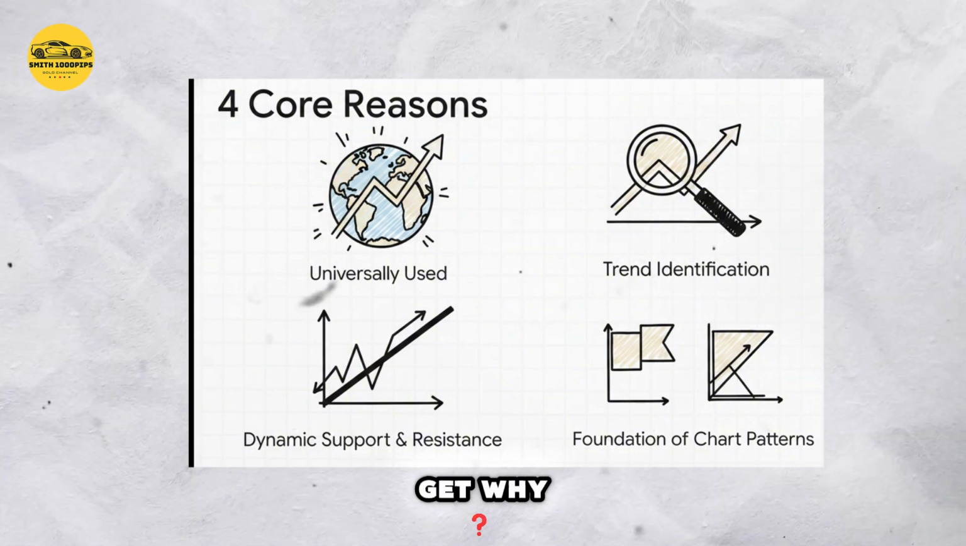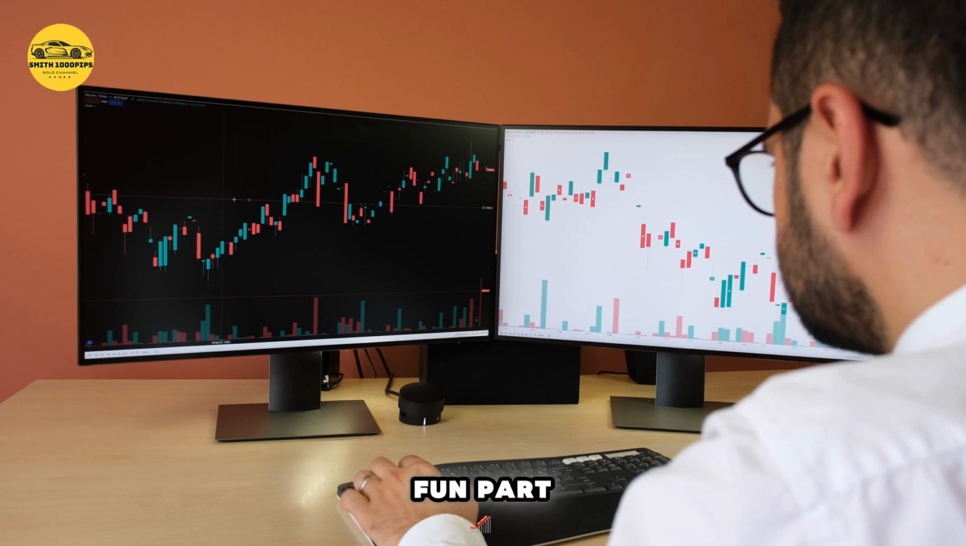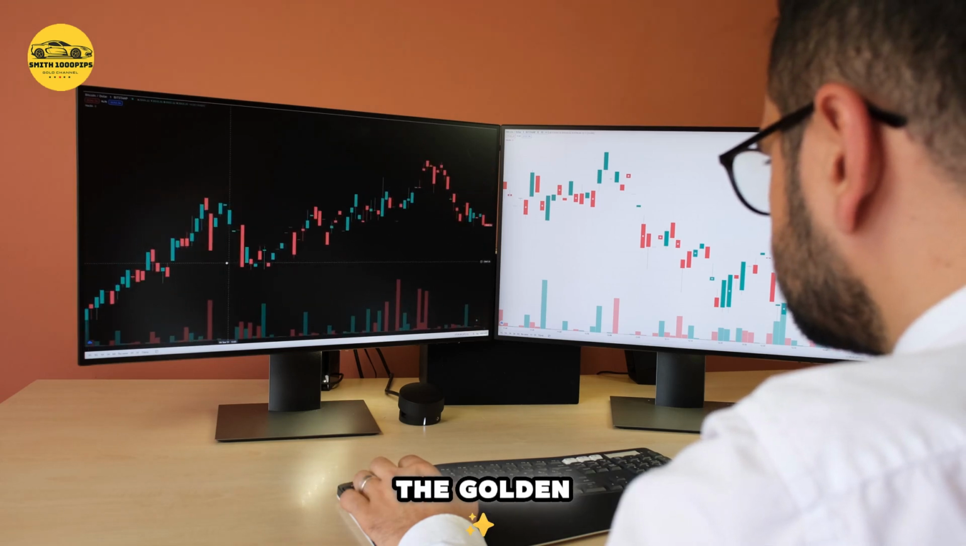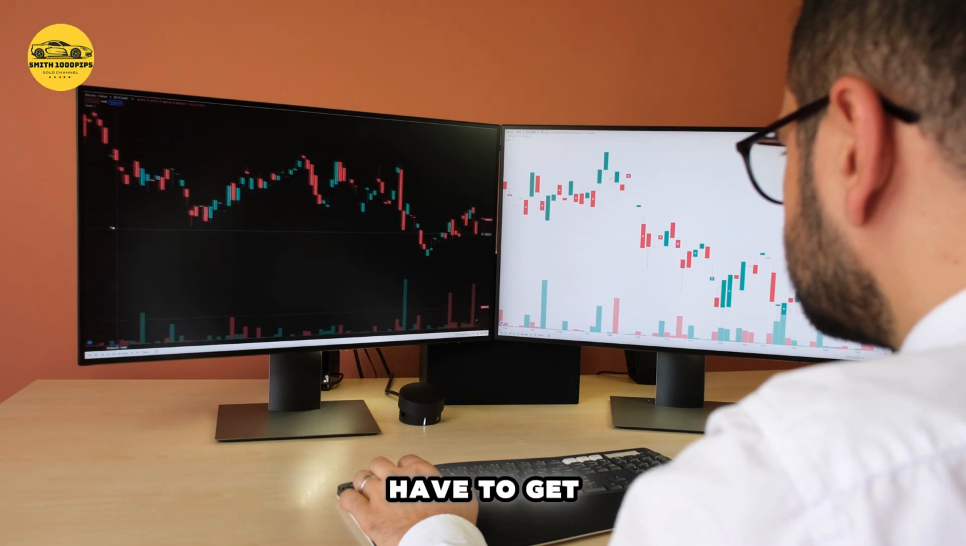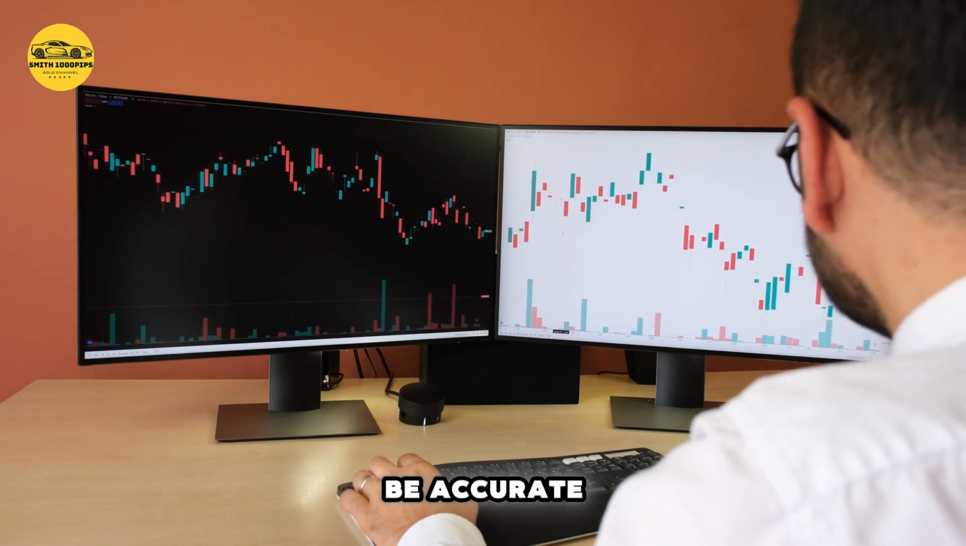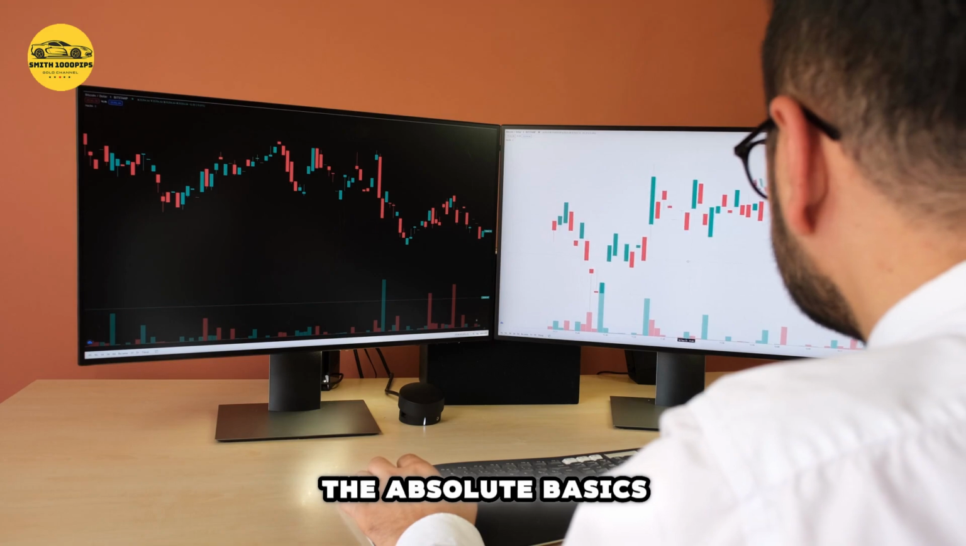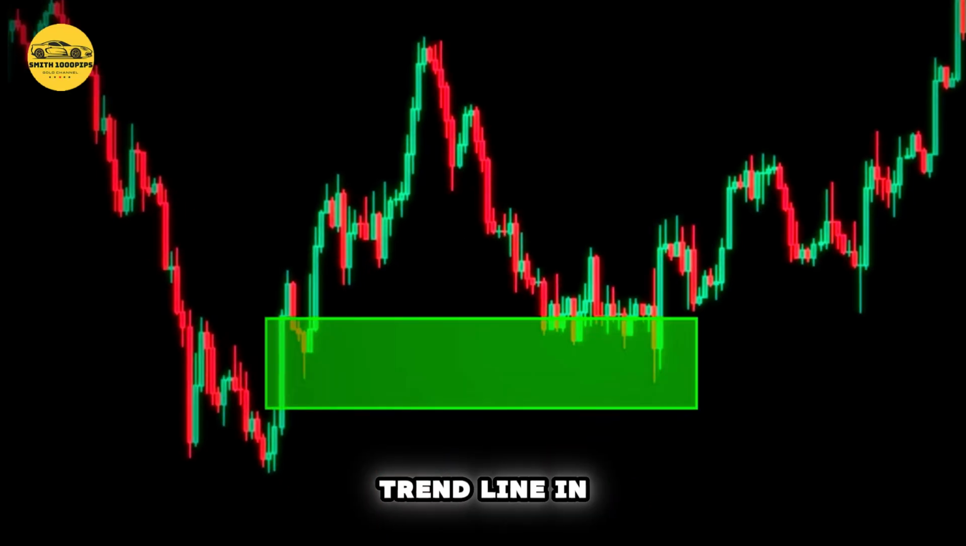Alright, so we get why they matter. Now for the fun part. Let's talk about the golden rules. These are the non-negotiables, the things you absolutely have to get right for your trend lines to be accurate. Let's start with the absolute basics. What is a trend line?